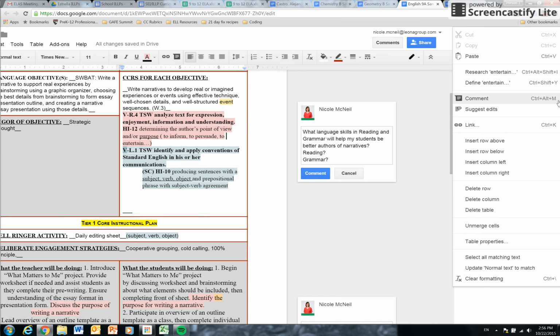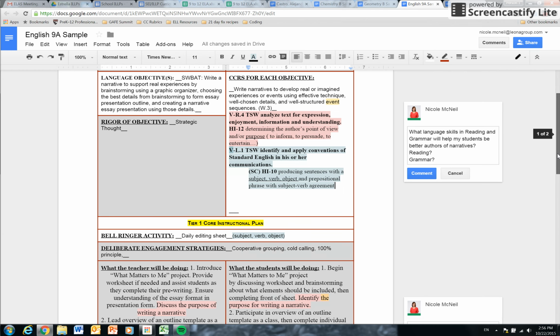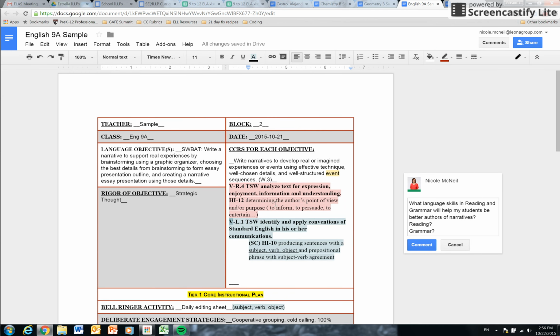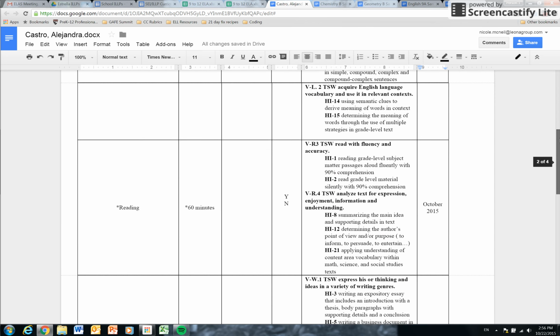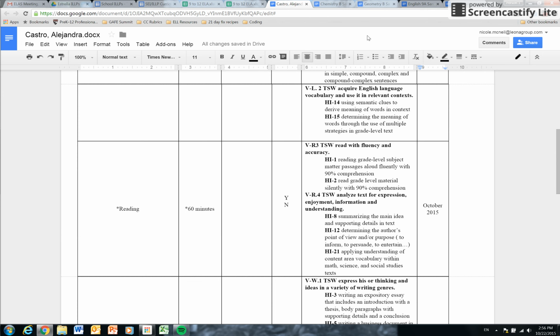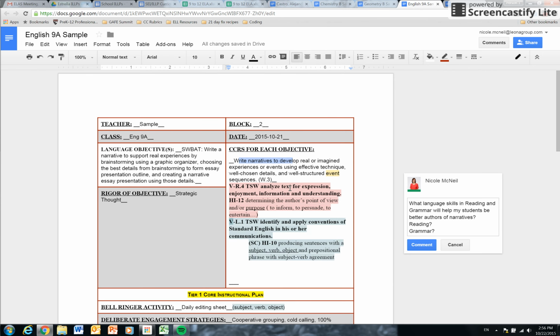Okay, here's an English lesson plan, and we're looking at this standard. If I'm looking at their standard, it's to write a narrative, right? And well-structured events. So what I want to ask myself is what language skills in reading and grammar for English will help my students be better authors of narrative. So I went through the ILLP, scrolled down to reading, read the standards, and found the one that was the best match for writing a narrative. So a student will analyze text for expression.